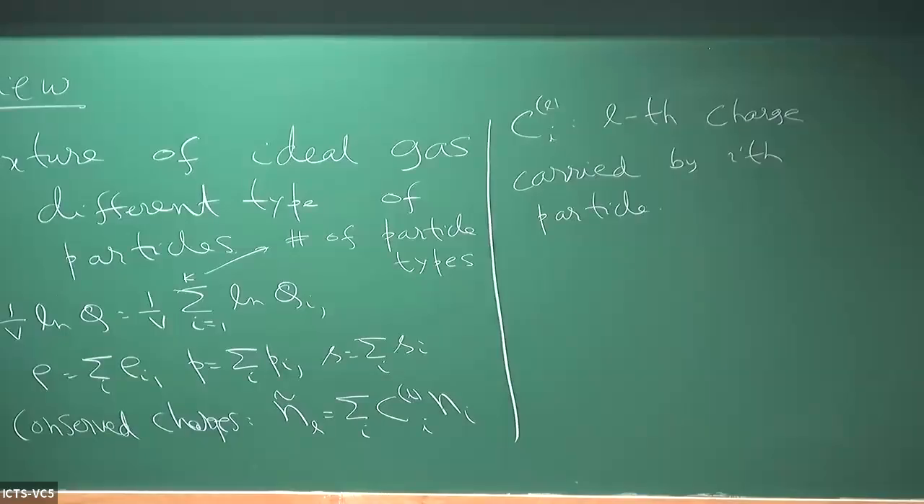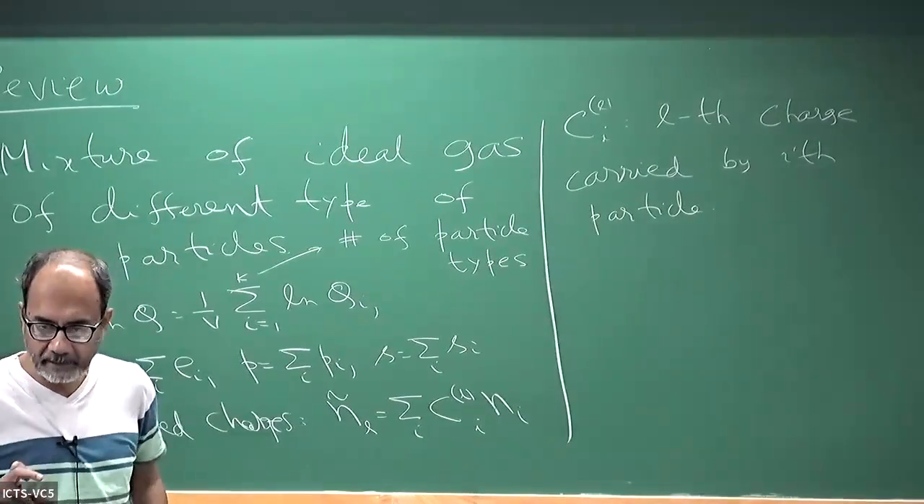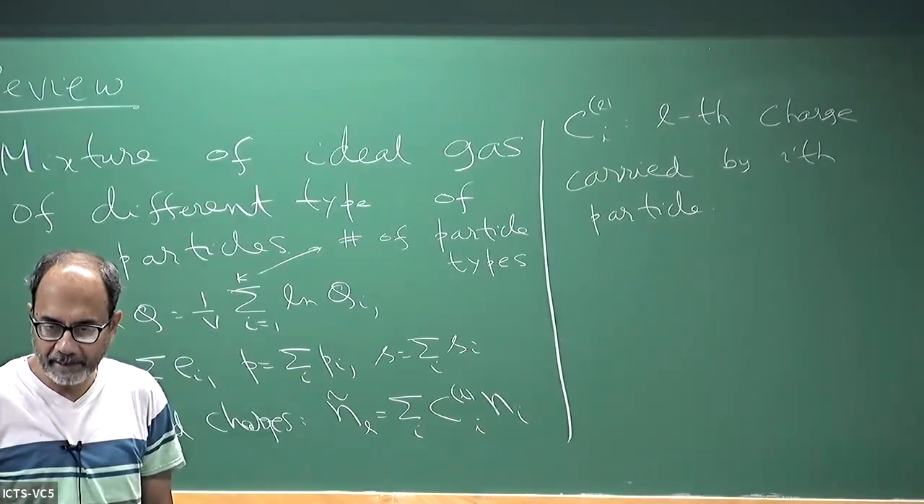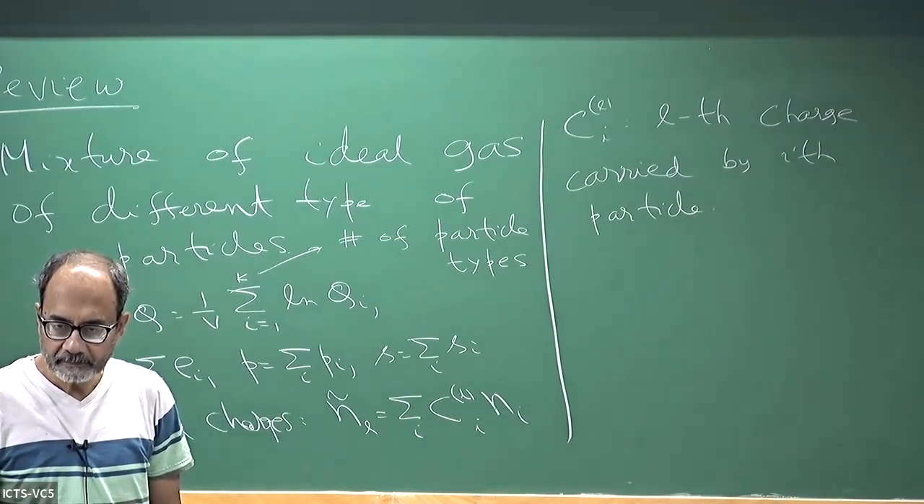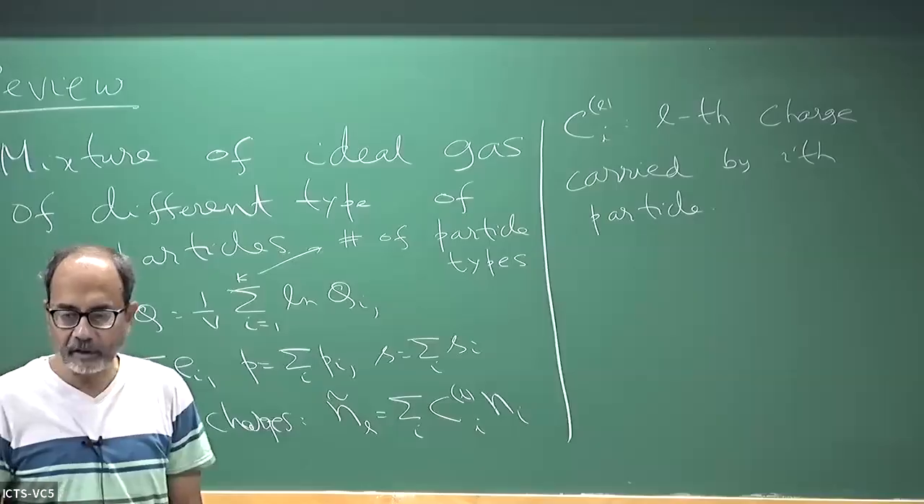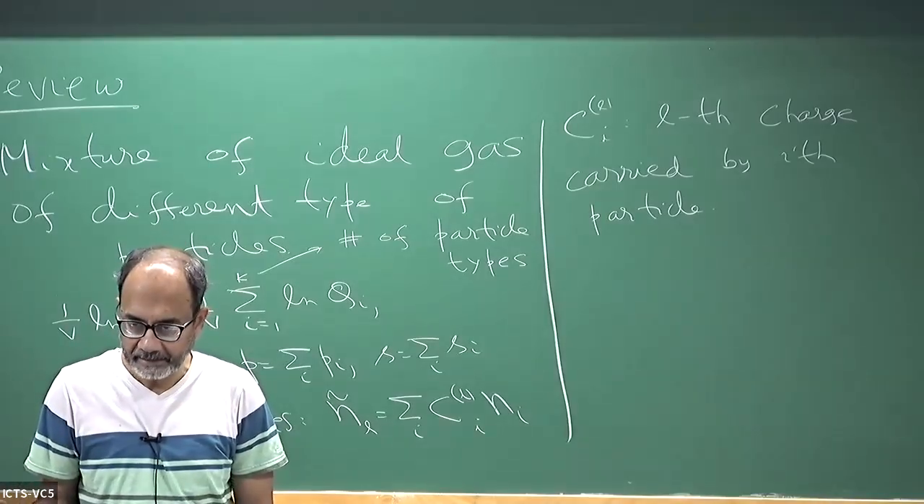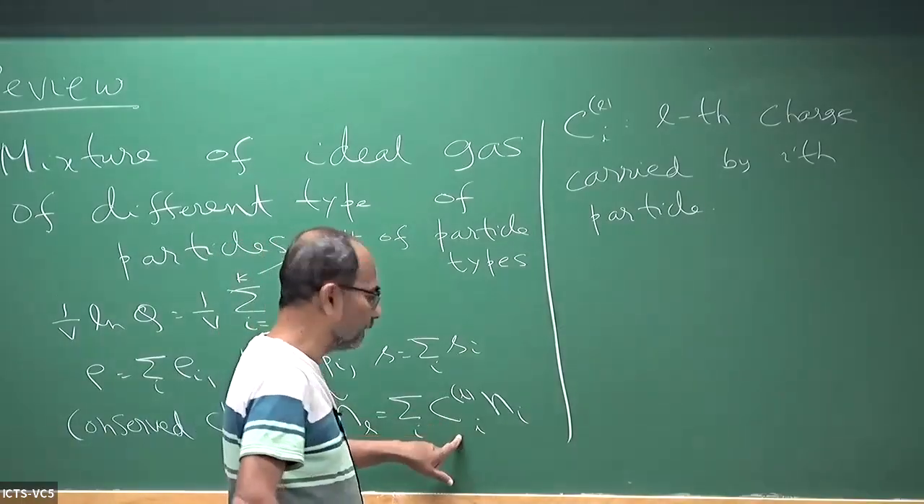The ith particle is some one type of particle, say electron, positron, etc. The Lth charge refers to the different types of charges: electric charge, baryon number, anything that is conserved. For electric charge, e plus will contribute 1, e minus will contribute -1, but also p will contribute 1, p bar will contribute -1, and so on. For example, each electron carries electric charge -1, so the corresponding C_Li will be -1.